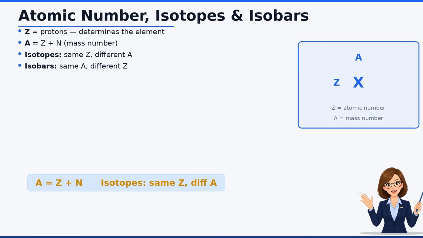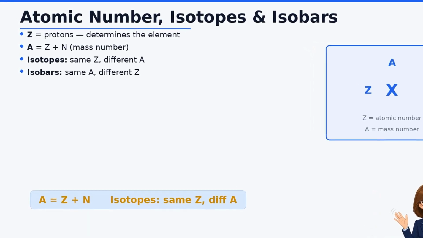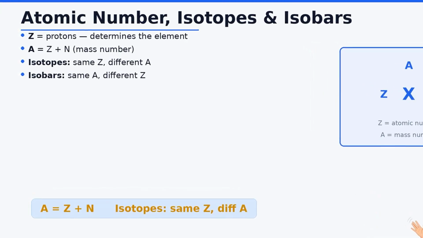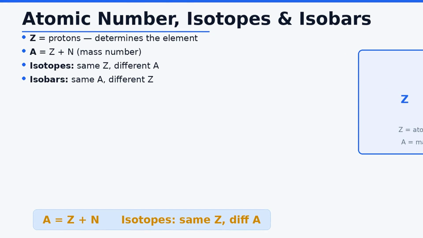Next, let's meet the atomic number and mass number. The atomic number Z is the number of protons. It decides which element you have. The mass number A is protons plus neutrons. 2 atoms with the same number of protons but different neutrons are called isotopes. And atoms with the same mass number but different protons are called isobars. Isotopes, same element, different weight. Isobars, different elements with the same total weight.